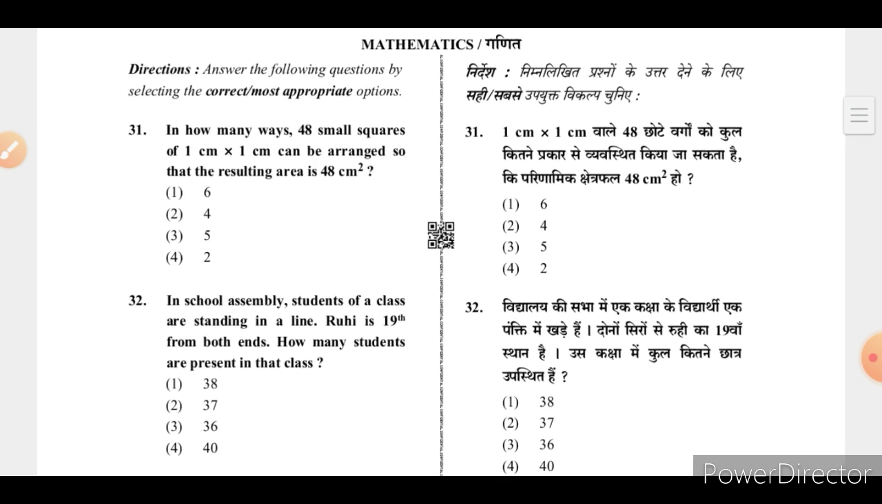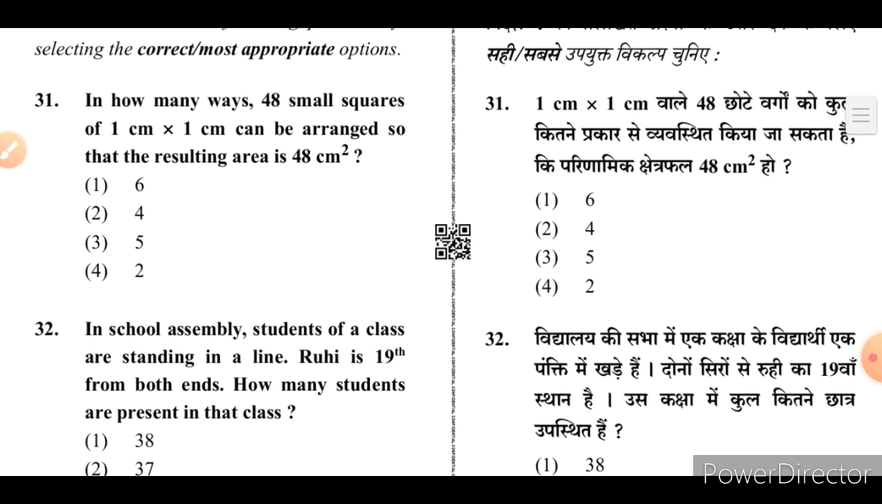In how many ways can 48 small squares of 1 centimeter by 1 centimeter be arranged so that the resulting area is 48 centimeter square?